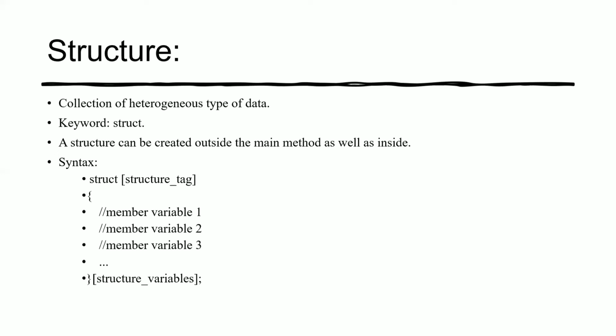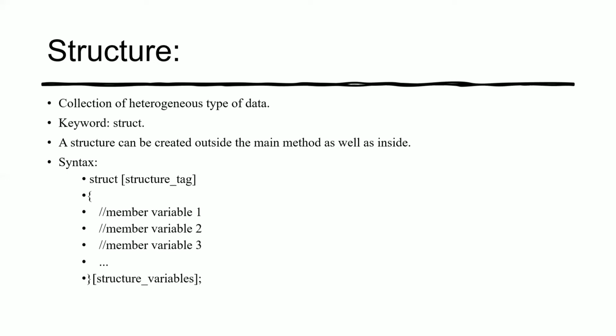Structure can be created inside the main method or outside of the main method. Structure syntax is shown here. Struct followed by structure name or structure tag. This is the user defined identifier. Then opening brace. Then come the variable declarations like int pin number, char student name array, char grade, int rank, like that. Then closing brace and structure variable. So structure variables are used to access the members of the structure.